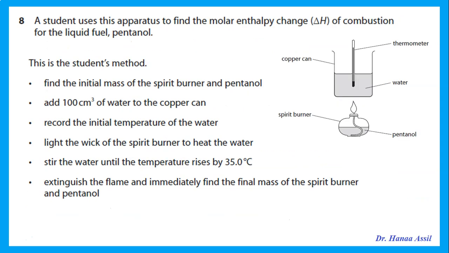A student uses this apparatus to find the molar enthalpy change of combustion, delta H, for the liquid fuel pentanol. This is the student's method. Find the initial mass of the spirit burner and pentanol. Add 100 cm³ of water to the copper can. Record the initial temperature. Light the wick of the spirit burner to heat the water. Stir the water until the temperature rises by 35 degrees Celsius. Extinguish the flame and immediately find the final mass of the spirit burner and the pentanol.